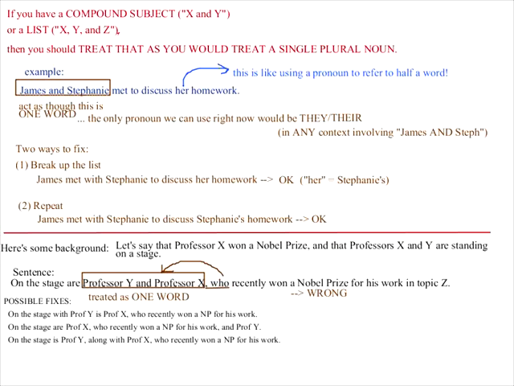And then here's one more fix that I want to show you. Actually, I'll make this a quiz. On the stage are Professor Y. Let's still do Professor Y and Professor X. Let's see if you guys can fill in that blank. Because there is a way to fill in this blank that will make this work. Does anybody know how to do that?